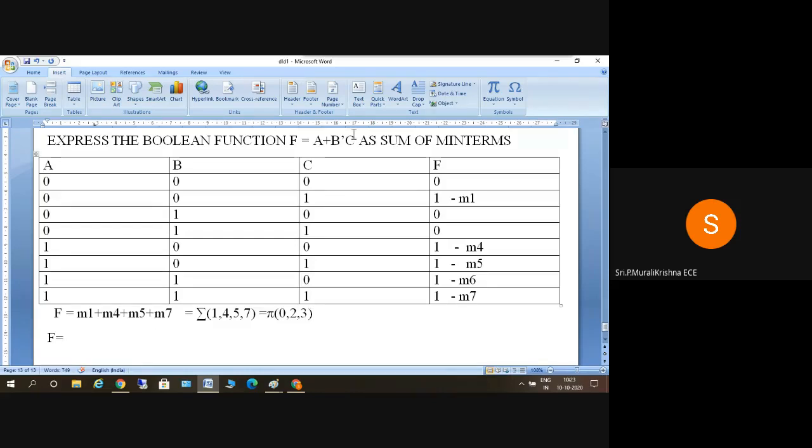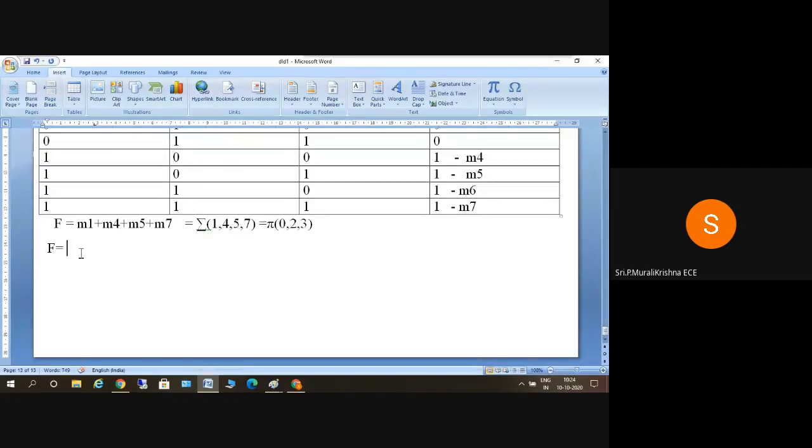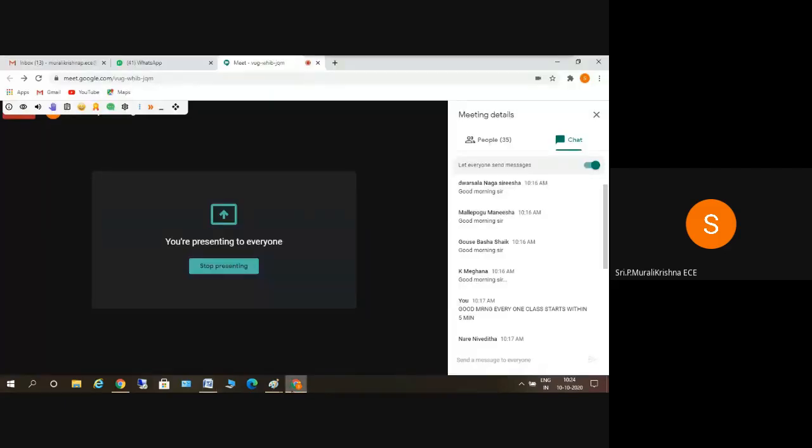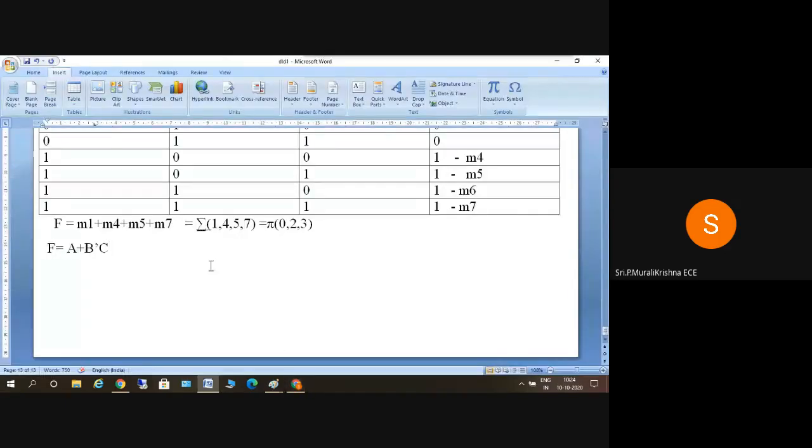So for a given function, this is one of the methods. When the function is given as F is equal to A plus B bar C, I have to express this Boolean function as a sum of min terms. That was one method using the truth table. We'll follow another method, which is equation based. F is equal to A plus B bar C.